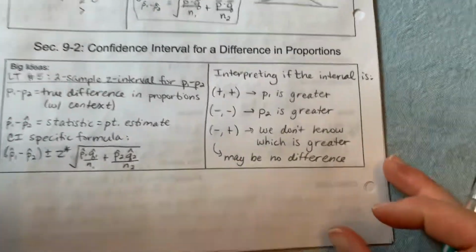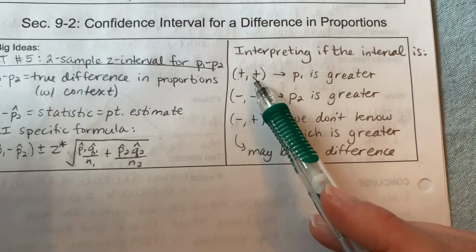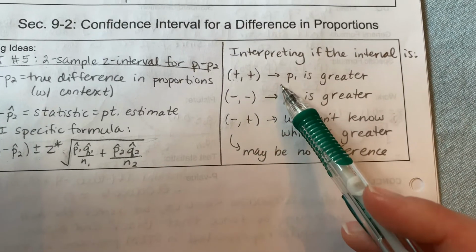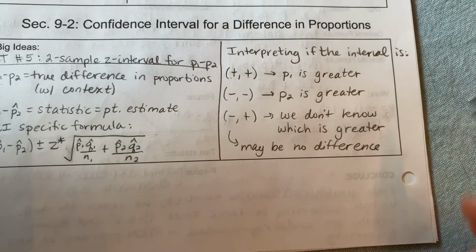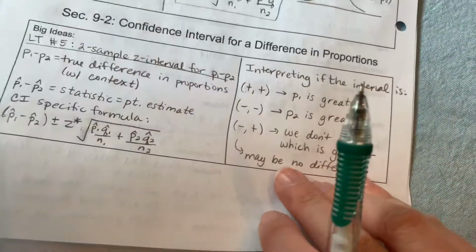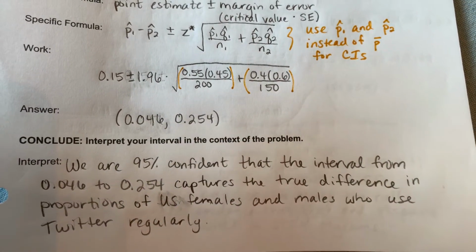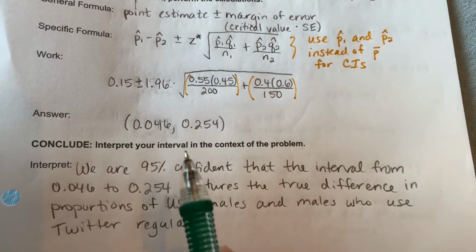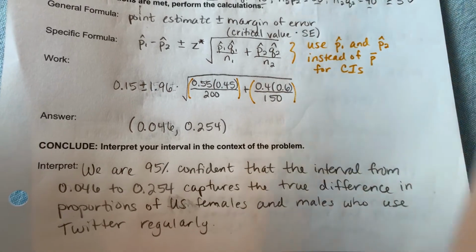Okay, so there also may be some questions about interpreting that interval. So if your interval is a positive number to a positive number, right, and putting plus and plus to indicate positive numbers, that means your first population proportion is greater than your second population proportion. And that was true for us, wasn't it? Yeah, so 0.046 to 0.254, those are both positive numbers. So we're pretty confident that the proportion of US females who use Twitter regularly is greater than the proportion of US males who use Twitter regularly.